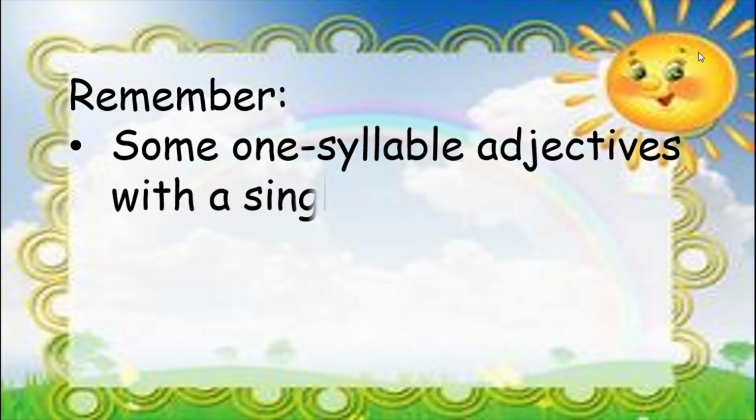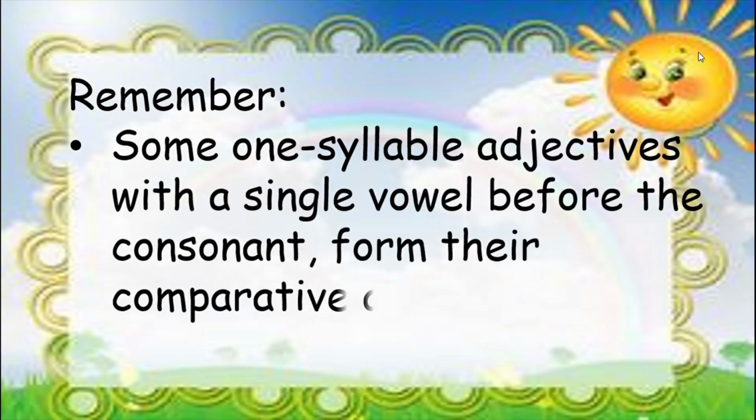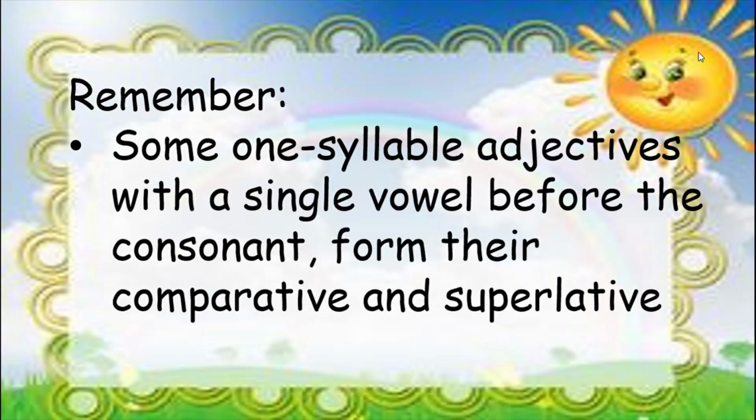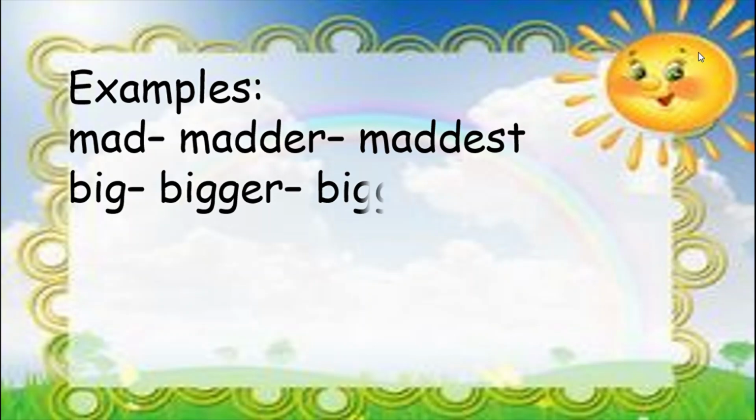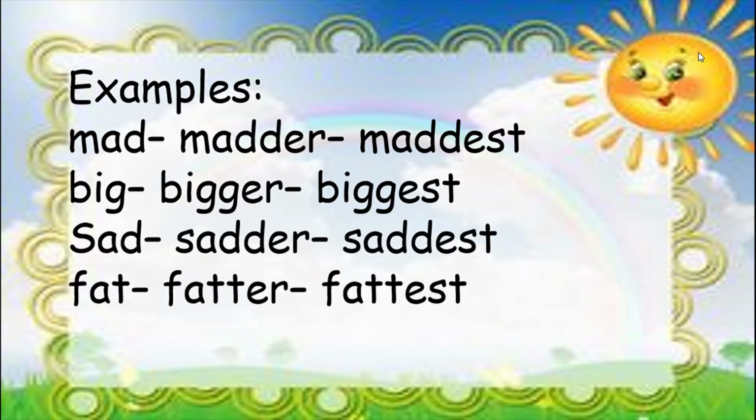Always remember that some one-syllable adjectives with a single vowel before the consonant form their comparative and superlative degree by doubling the last letter before adding -er for the comparative and -est for the superlative degree. Examples: mad, madder, maddest; big, bigger, biggest; sad, sadder, saddest; fat, fatter, fattest.